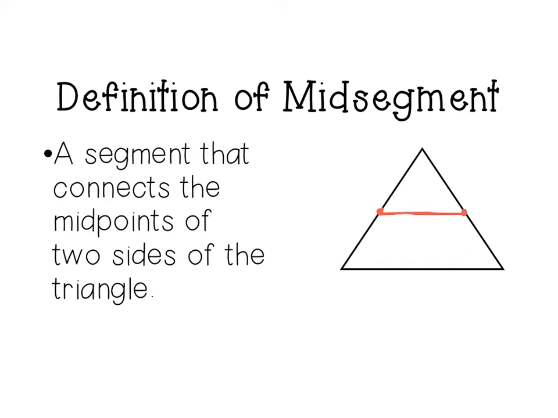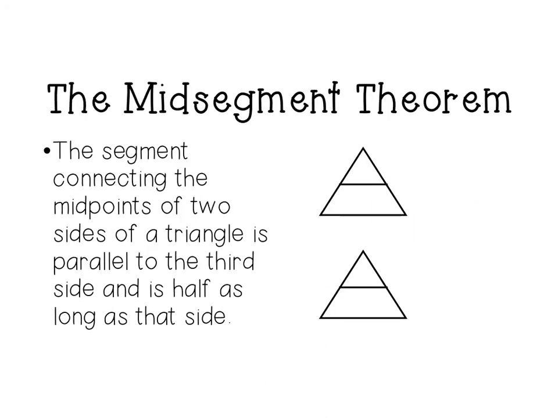So what it's doing is creating equal parts. So that would be equal and these would be equal. Now, this length right here is half of this length. The midsegment theorem just says that the segment connecting the midpoints of two sides of the triangle is parallel to the third side and is half of it. So this midsegment is parallel to the side it's across from and is half of it.